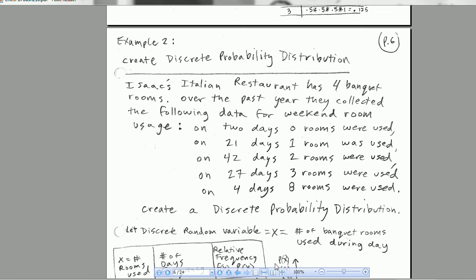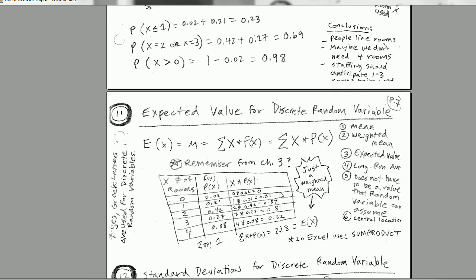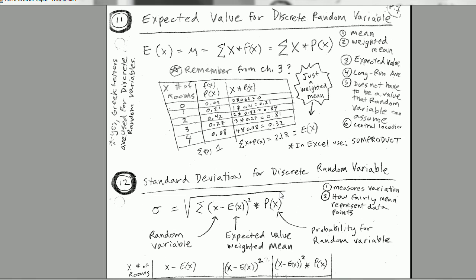There's our column. Our next example, hey, we're going to create a discrete probability distribution, and you can read through this. This is our Italian restaurant with banquet rooms. But I want to scroll down here because we're going to talk about 2 important formulas, and then we'll go over and calculate these in Excel.